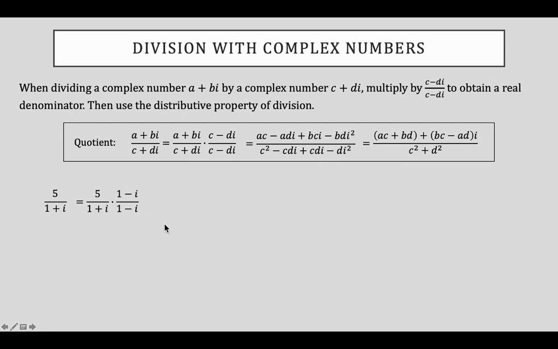Now we can multiply fractions as we normally would. Numerators times numerators, denominators times denominators. This gives us in the numerator 5 minus 5i.